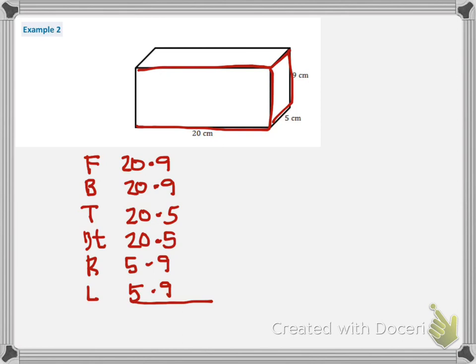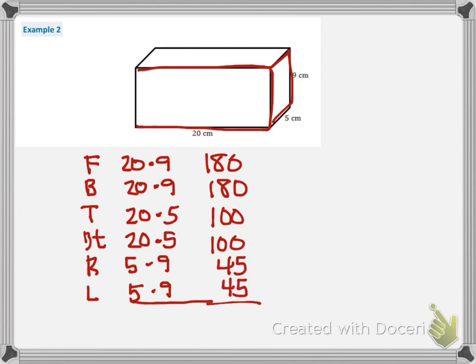And then we can multiply. 20 times 9 is 180. So the front and the back are both 180. The top and the bottom, 20 times 5, that's 100. So those are both 100. And then 9 times 5 is 45, and 45. And then we can add to get our total. So column addition, 5 plus 5, that's 10, carry the 1. 8 and 8 is 16, 17, 21, 25, carry the 2. And then it's 2, 3, 4, 5, 6. 650 square centimeters is the surface area.